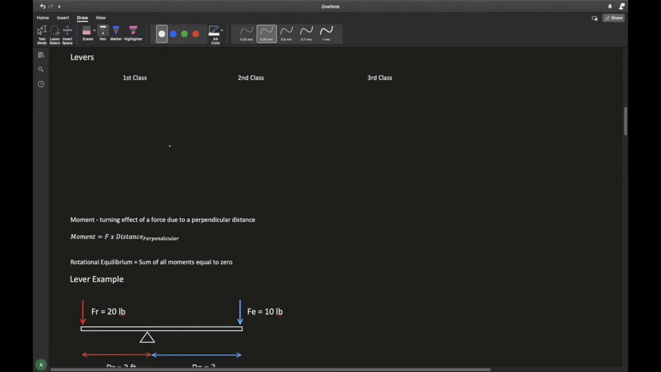Okay, so now that we've gotten through a little bit of the theory, it's time to take a look at the simple machines themselves. So the first one we're going to be dealing with is the levers. And there's actually 3 classes of levers that we could talk about.